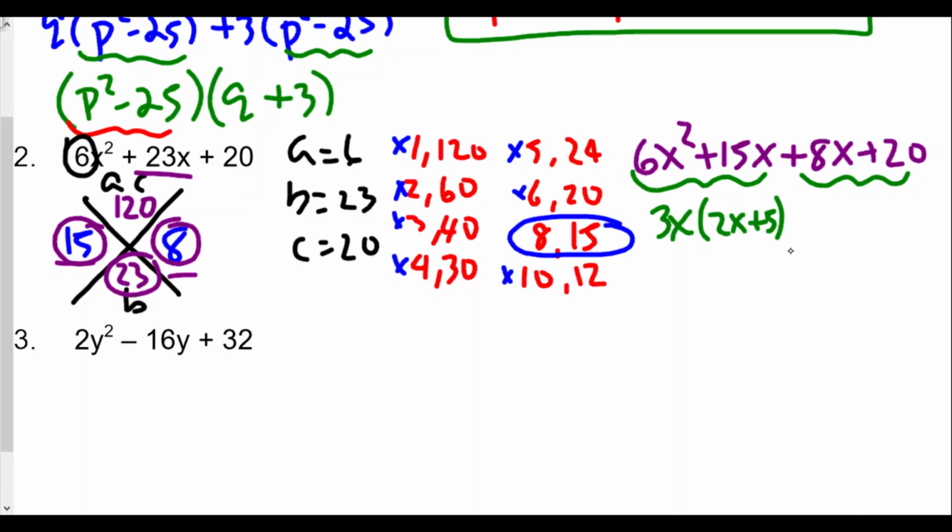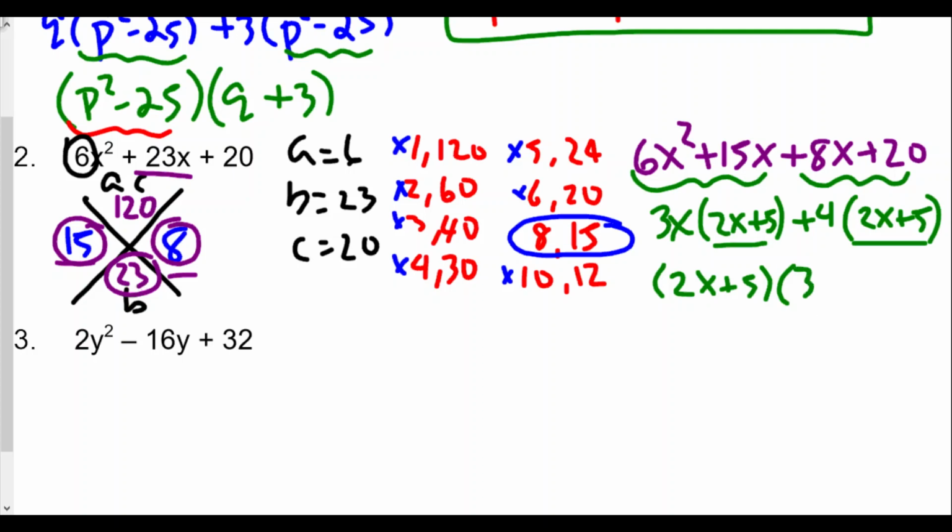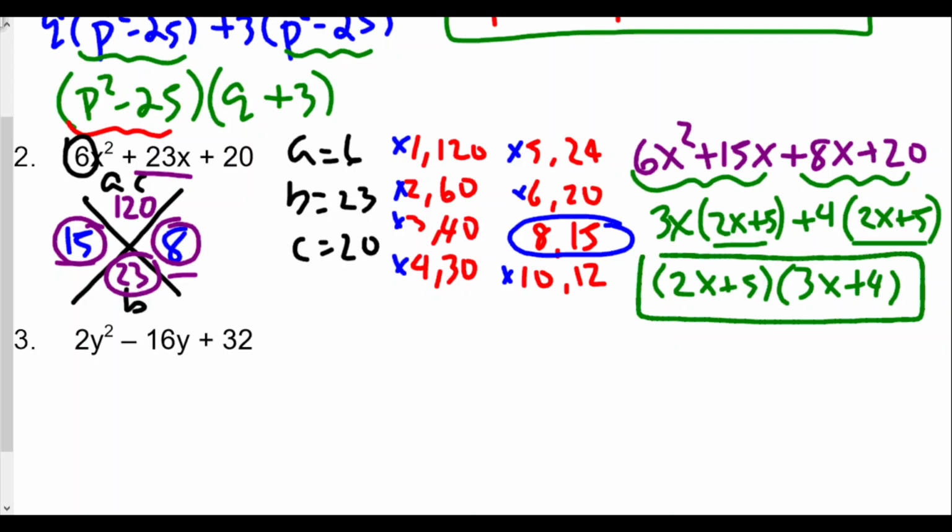Now let's look at the greatest common factor for 8x plus 20. Think 4, plus 4 actually. So here we have plus 4. And so now we see in this case, the leftover factors are 2x plus 5. Nice, because these are the same. And again, using our GCF, 2x plus 5, the leftover parts are 3x plus 4. We now have our fully factored form of 2x plus 5 times 3x plus 4. And that's how we factor number 2.